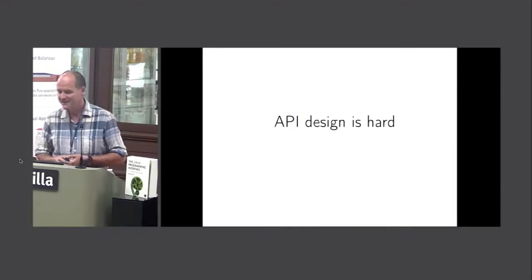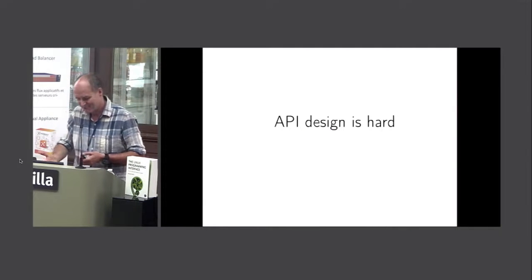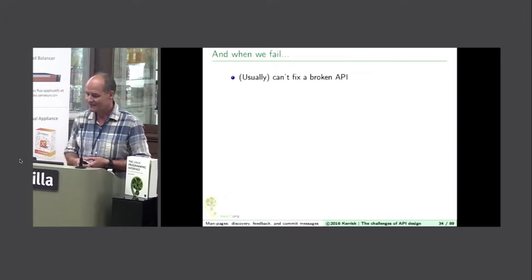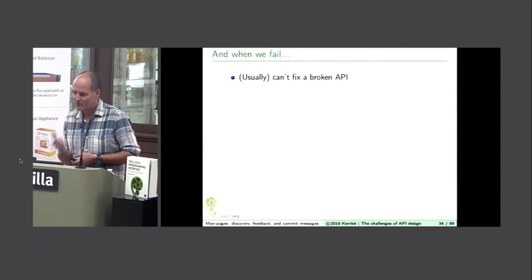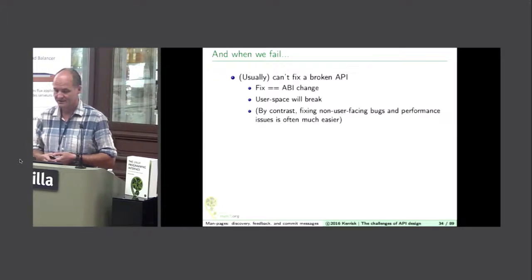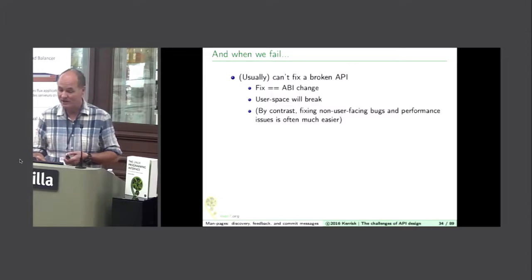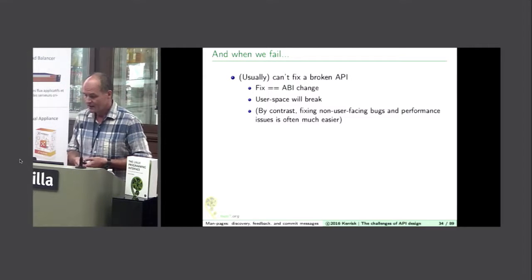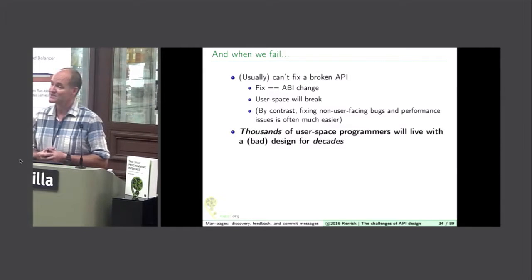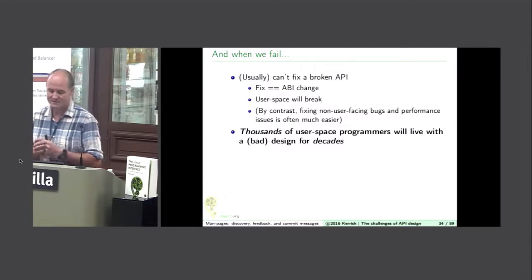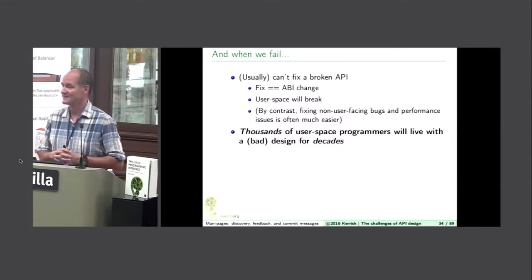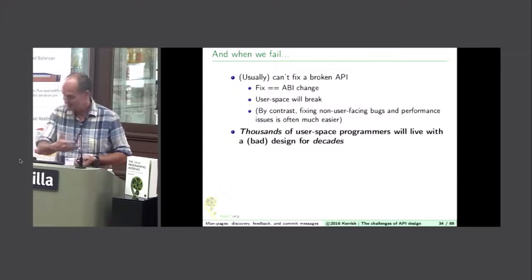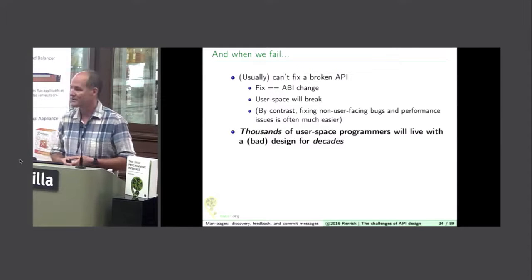And what this shows is that API design is hard. And the problem is, usually we can't fix this stuff, because fixing it usually means some sort of ABI change, which breaks user space. And so we end up in a situation where thousands of user space programs live with the problem for decades. Okay. On the previous slide there was an example of a certain kind of thing to do with BSD Unix domain sockets. It's a bug that's been there for 30 years in terms of API design. Can't fix it. Okay. And the same thing for a lot of these other bugs. Can't fix it. People have to program around it. It causes pain.